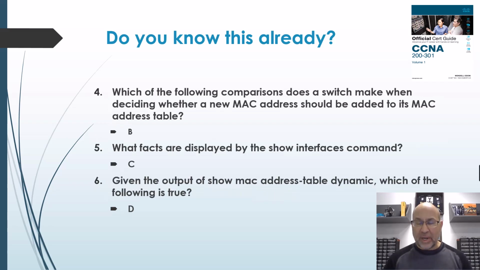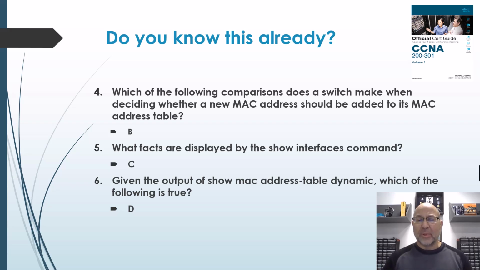Which of the following comparisons does a switch make when deciding whether a new MAC address should be added to its MAC address table? Okay, so we have to remember a couple things. One is that it's a source MAC address table. So I don't care about destination MAC addresses at this point. If I'm going to stick something in my table, I want to know that this was in the source MAC address. That is, it came from a particular node. And then the other thing is whether or not I know it already. And so that's really the big deal there.